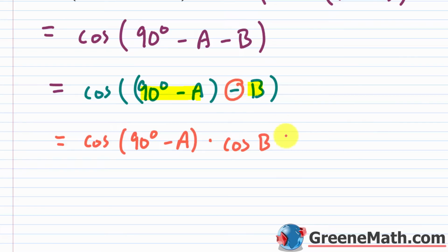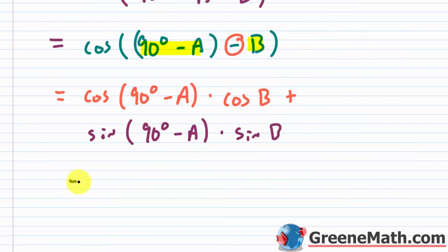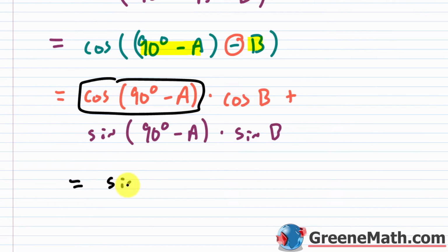Then if this is a minus, you want a plus here. So now I'm going to go with the sine of the first guy, which is 90 degrees minus a, and then times the sine of the second guy, which is b. Now, from here, I want you to remember, if you have the cosine of 90 degrees minus a, you can replace that with the sine of a. So I'm just going to say that this part right here is going to be the sine of a. That's from our cofunction identities.